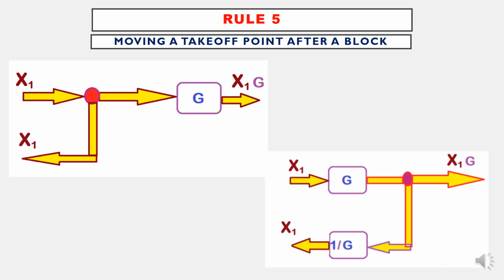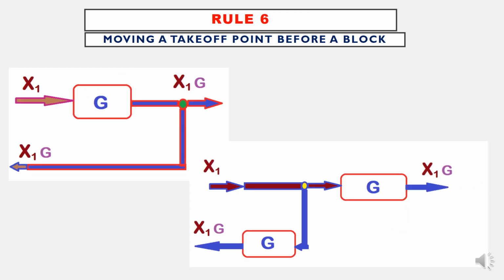Rule 5: moving a takeoff point after a block. So this is the takeoff point. What do we have to do? We have to multiply 1 by G with the signal X1. See X1 into G. This is the resultant block diagram. This X1 into G is multiplied with 1 by G. Again we get X1.